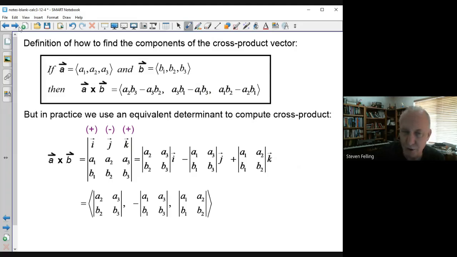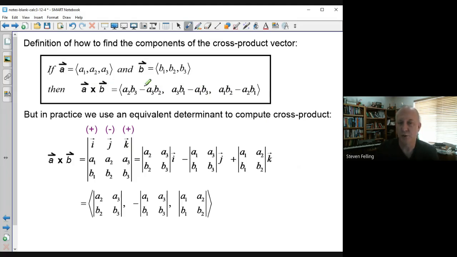Okay, the mechanism for how it is computed is this. It's defined using what's in this box. If vector A has components x component A1, y component A2, z component A3, and B has components B1, B2, B3, then A cross B is defined as A2 times B3 minus A3 times B2 for the x component. The y component of the resulting vector is A3 times B1 minus A1 times B3, and the z component is A1 times B2 minus A2 times B1. Okay, so that algebraic definition is the way the cross product is defined.